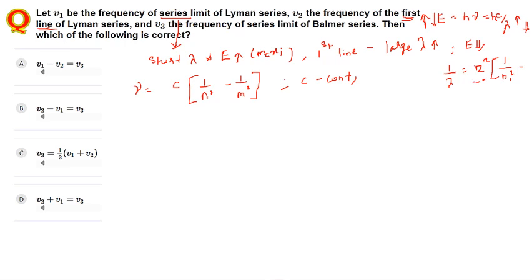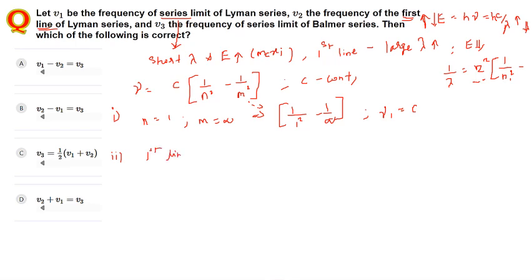For the series limit, in the first case, n is equal to 1 and m is infinity. So I just mentioned 1 divided by 1 square minus 1 divided by infinity. The infinity value here is 0. So what you are going to have here is nu 1 will be equal to c.